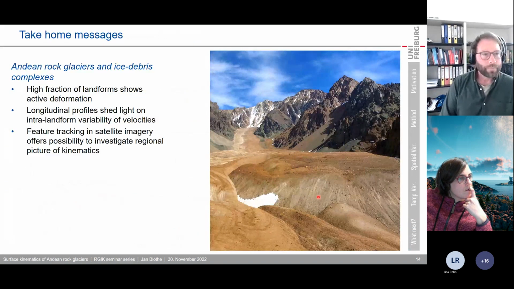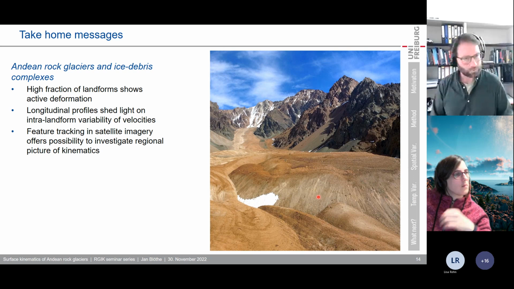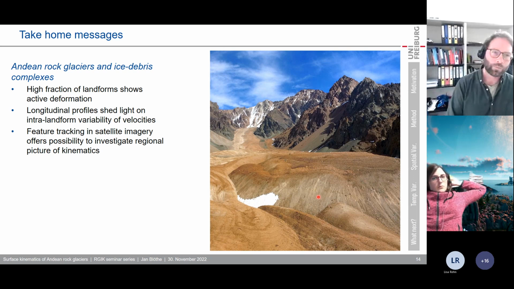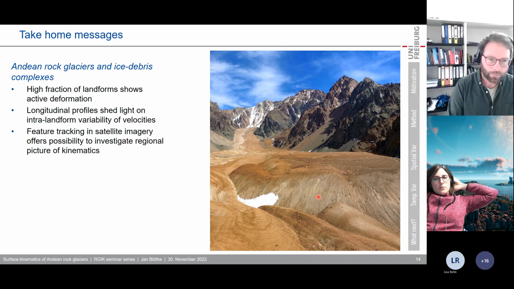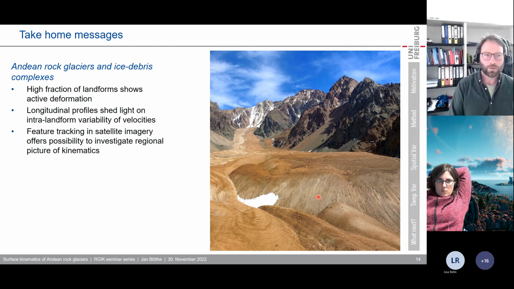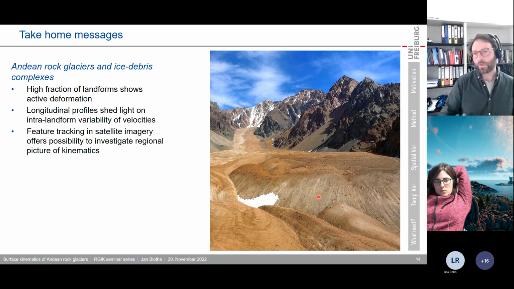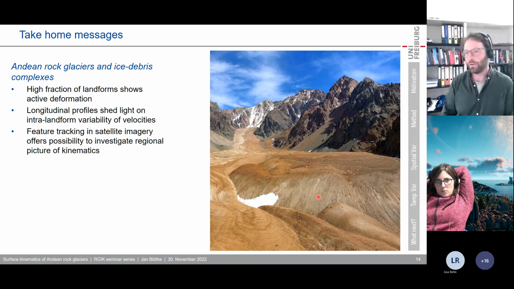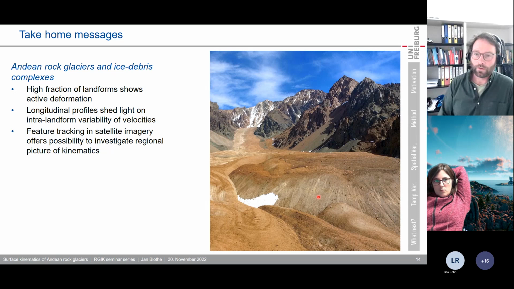So with this, I'd like to close my talk today. I hope I could show you that Andean rock glaciers and ice debris complexes are interesting to look at. We found a high fraction of landforms that actually show active deformation, and I think with looking into longitudinal profiles of surface displacement, we can portray the entire portfolio of surface velocities quite nicely. And actually, we can use feature tracking in satellite imagery to update information on kinematics on a larger scale.